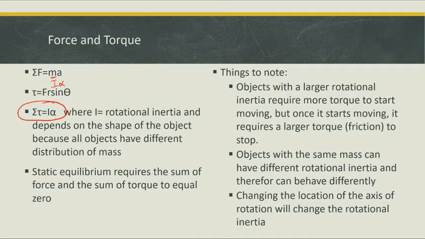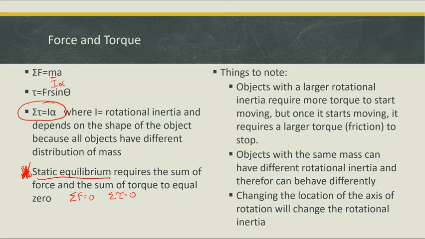Rotational inertia, again, depends on the shape of the object because all objects have different distributions of mass. Now, static equilibrium requires the sum of force and the sum of torque to equal zero. This is really important. When you have static equilibrium, the sum of force equals zero and the sum of torque equals zero.